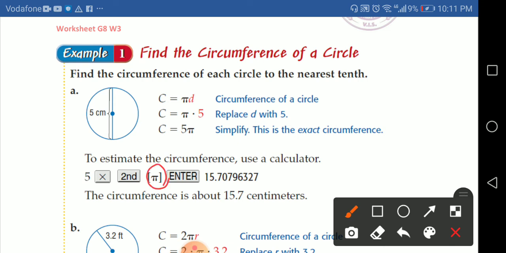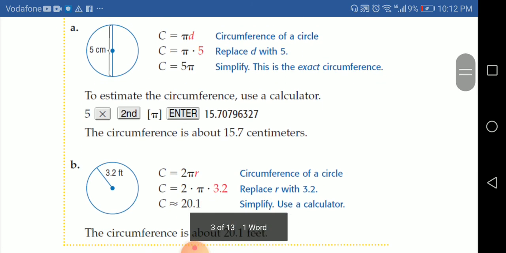Pi, 5 times pi gives you this number, and then to the nearest tenth means I'm going to look at the hundredths. This 7 is the tenth, 0 is the hundredth. So if I want to round it to the nearest tenth, I see this 0 is less than 5, so I will say it's 15.7 centimeters.